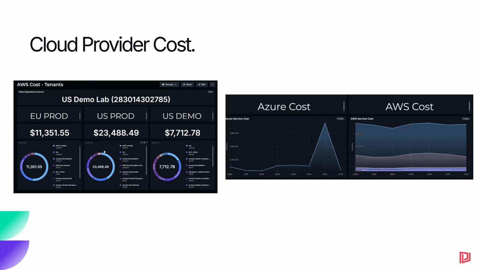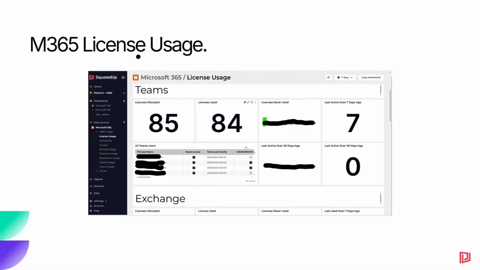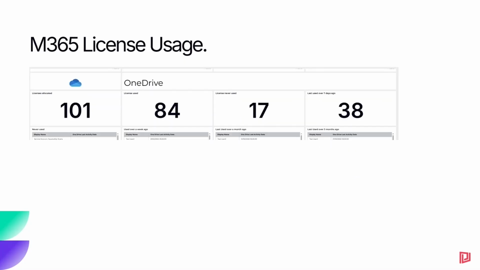We've got the ability here to link costs either within or across tenants within an AWS environment, if you've just got a single cloud provider, or also showing cost across multiple cloud providers. And again, scalar tiles, donut tiles, line chart tile types, all available to you. Also got the option of Microsoft 365 licensing across Teams, SharePoint, Outlook, OneDrive and Copilot. Licenses allocated, used, never used, inactive beyond a set period. All of these are available out of the box with SquaredUp Cloud.